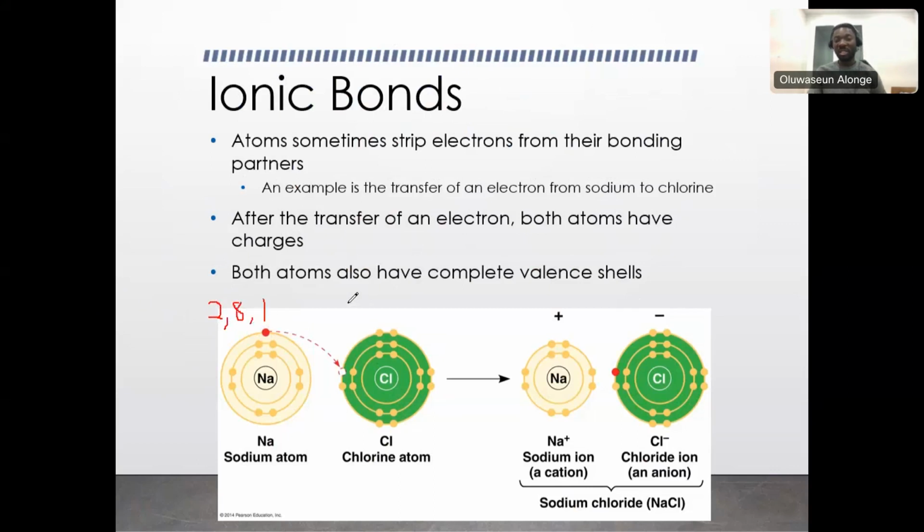And chlorine is number 17 on the periodic table. The first shell is going to be 2, the second shell is going to be 8, and the last shell is 7. Are they stable? No. They are both unstable. And that's why they both want to react with each other to maintain stability.